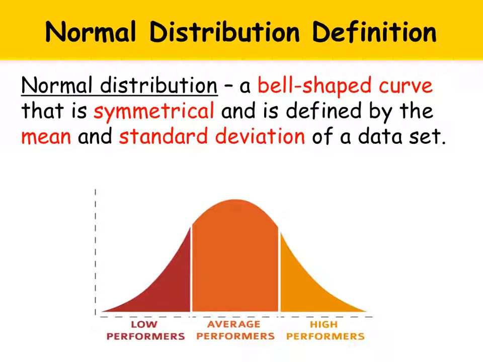So a normal distribution is a bell-shaped curve that's symmetrical, and it's defined by the mean and standard deviation of a data set. You can see what a bell curve would look like down below, and basically it's a way to compare data to the mean, and you'll be able to see where the typical people would perform, average performers. People to the right of the bell curve beyond a certain point would be considered your high performers, and to the left beyond a certain point are your low performers.